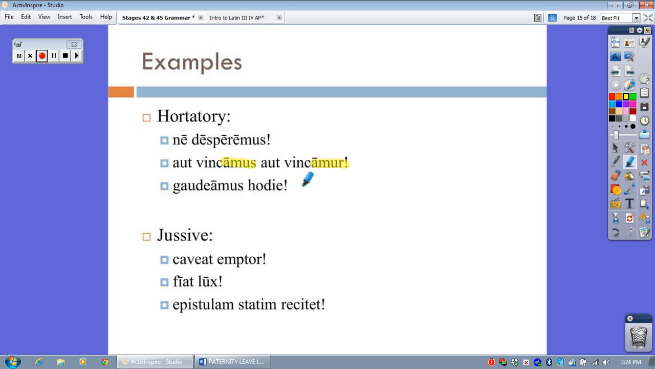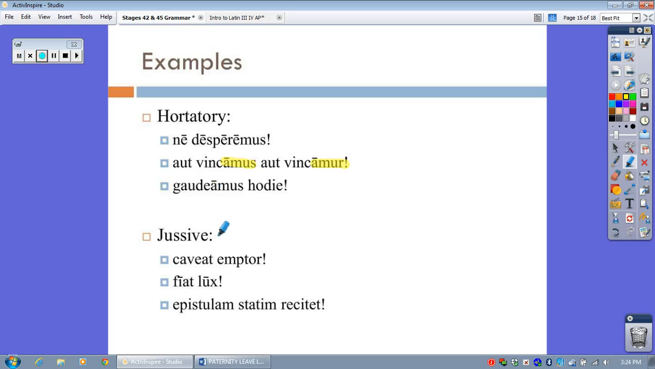Gaudeamus hodie, which is the beginning of a very famous song that was sung for hundreds and hundreds of years. Actually, still is in some universities in Europe. Every time there's a graduation ceremony, and this means "Let us rejoice today."